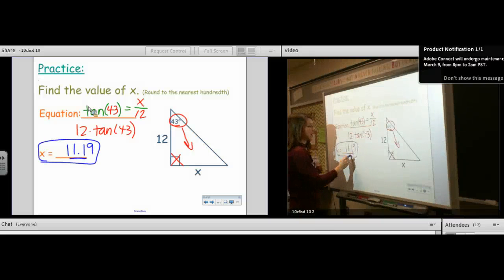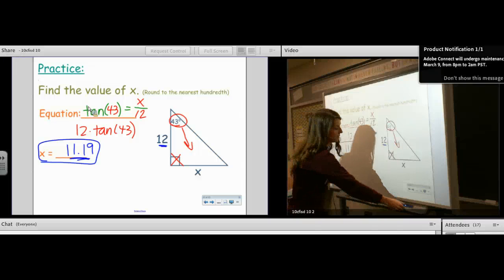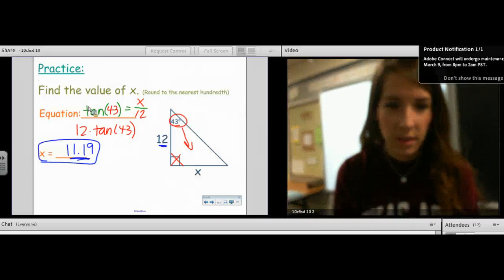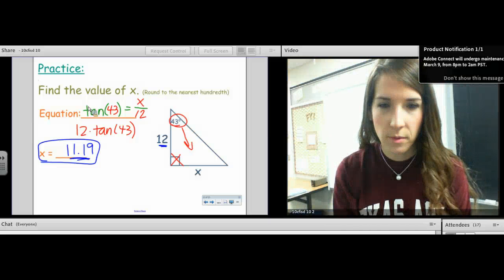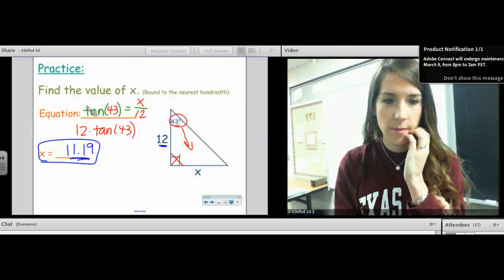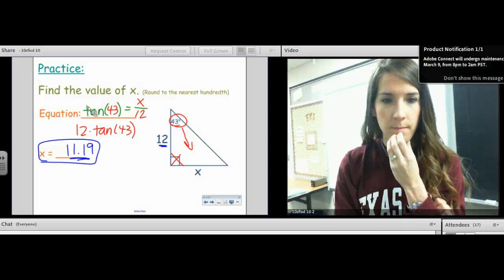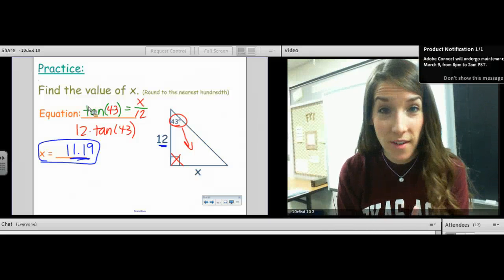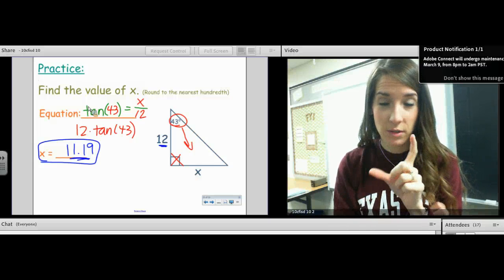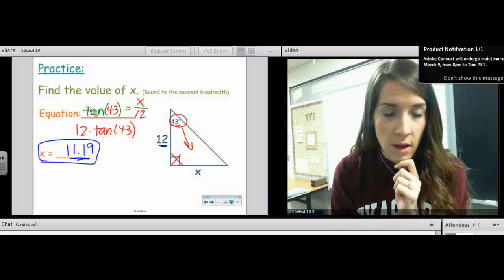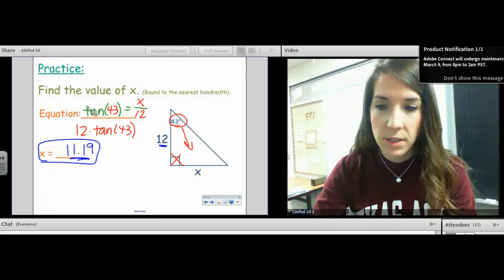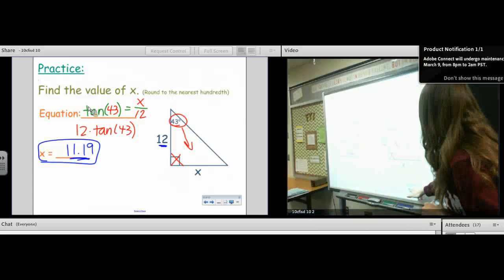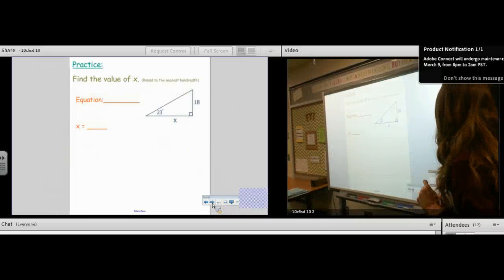How come this side is so close to this side? How come this triangle is almost isosceles? How come our answer is 11.19, which is really close to 12? Very good. It's almost a 45, 45, 90 triangle. And that's why our two legs are so close in size. You use the reciprocal on the other two examples we did, not this one. Okay, next one.